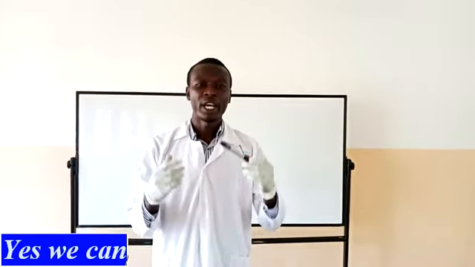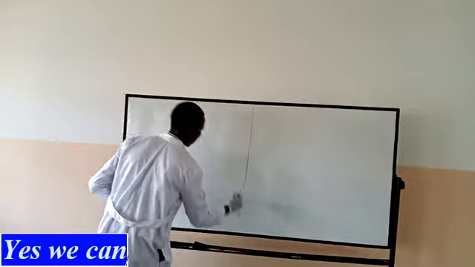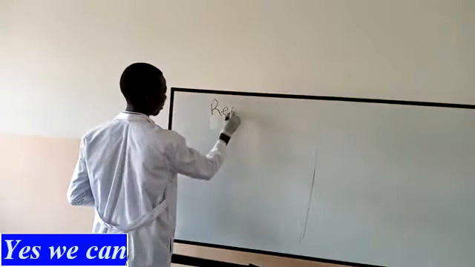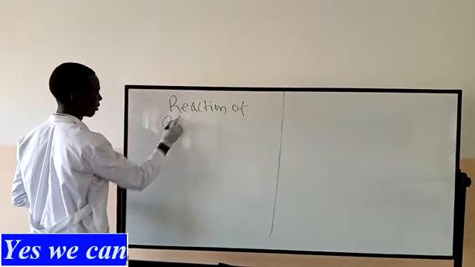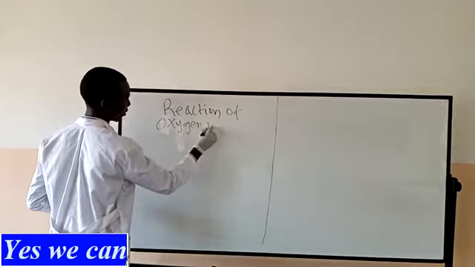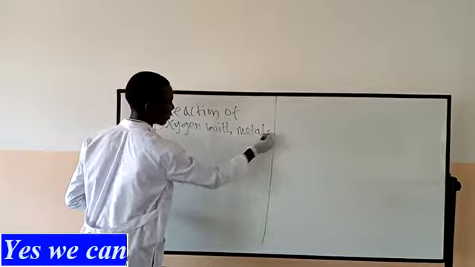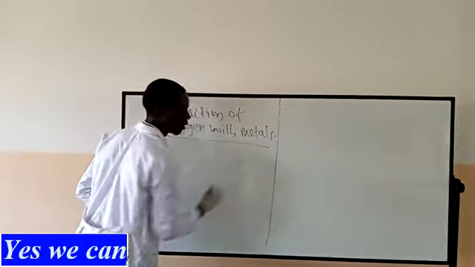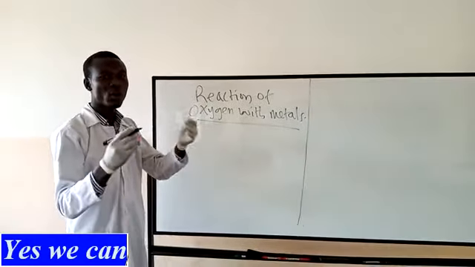We are going to continue to look at oxygen, and today we want to look at the reactions of oxygen with metals. Reaction of oxygen with metals. So, oxygen reacts with metals to form what we call metal oxides.